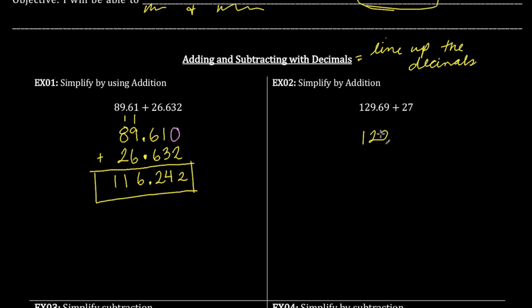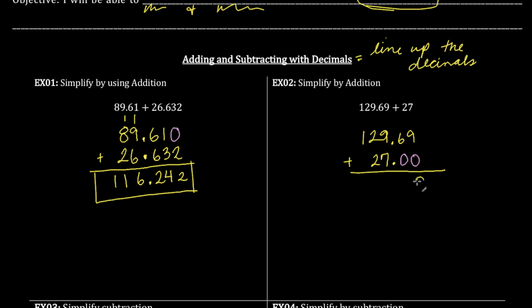So 129 and 69 hundredths plus, first thing we need to do, line up the decimal and put 27 wholes. If it's helpful, once again, we put these placeholders. Well, they're there. The zeros are there. We just don't write them all the time.